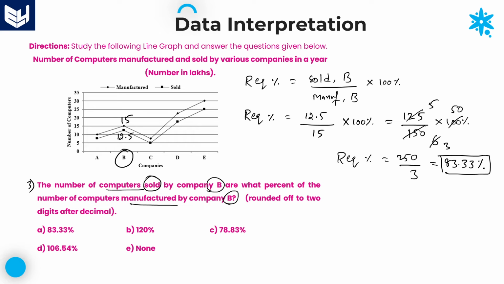83.33 percentage. It means that the number of computers sold by company B is 83.33 percentage of the number of computers manufactured by the same company B. 83.33 percentage, that is our required answer. Look at the options: option A is the right answer for this question. Option A.